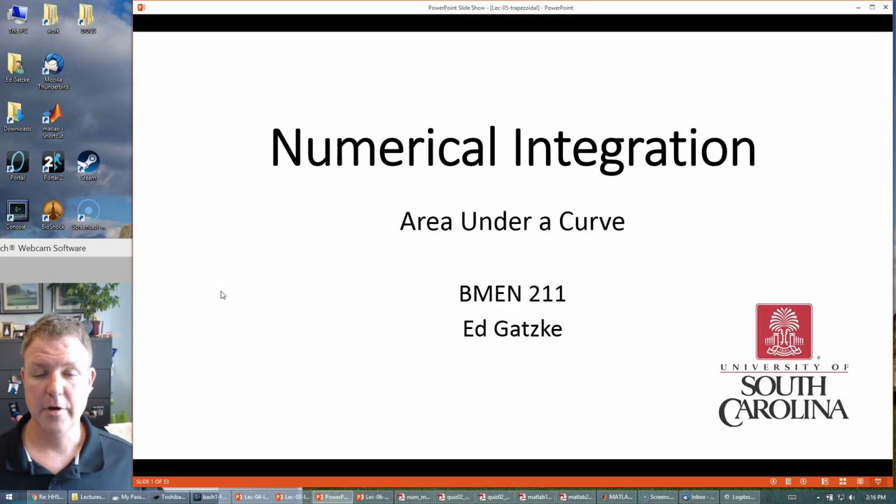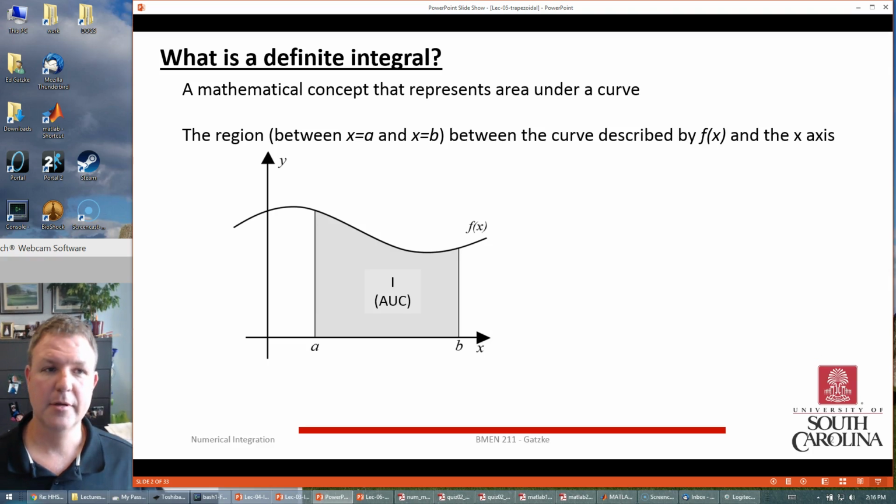Today we're going to talk about numerical integration, which means finding the area under a curve, under a function. So what is a definite integral?